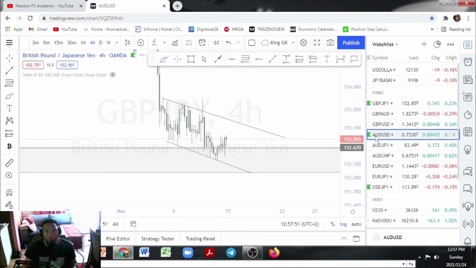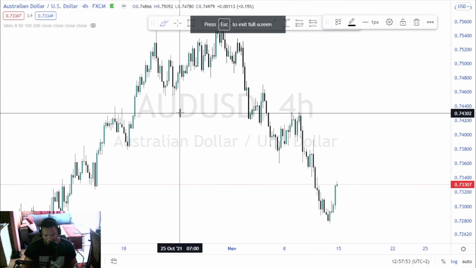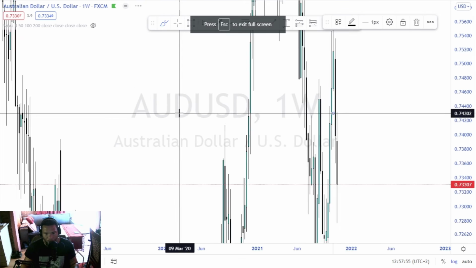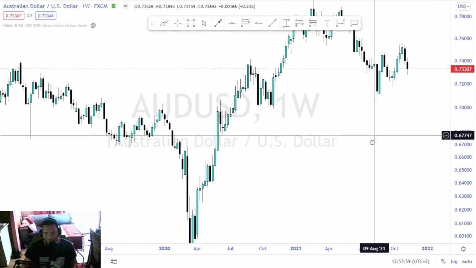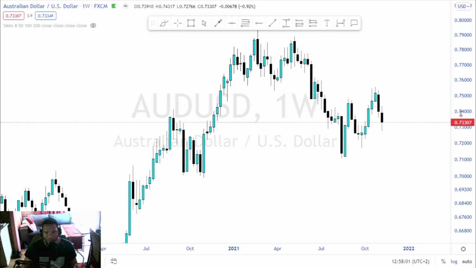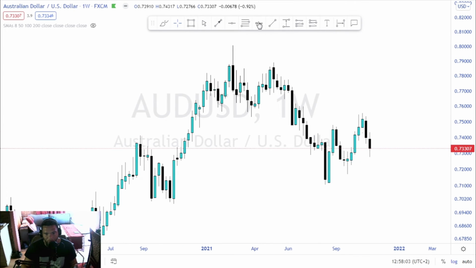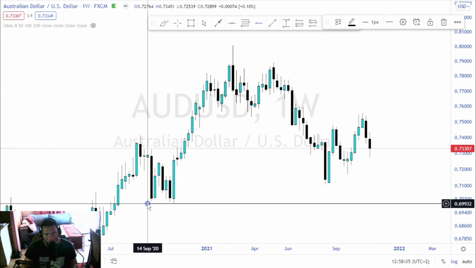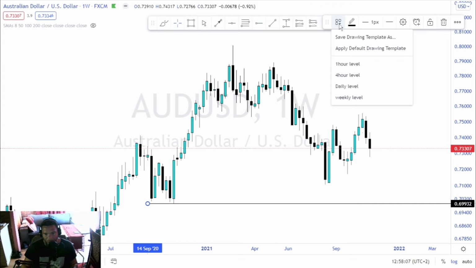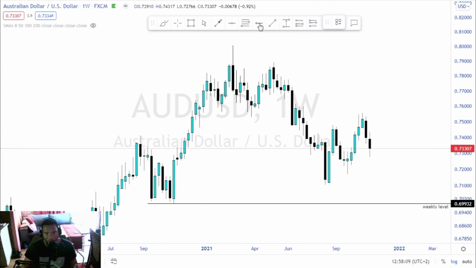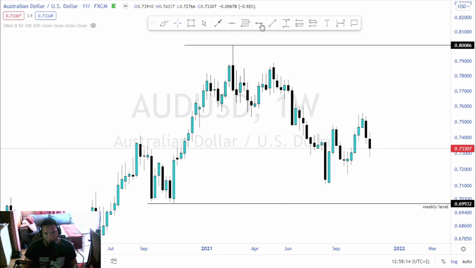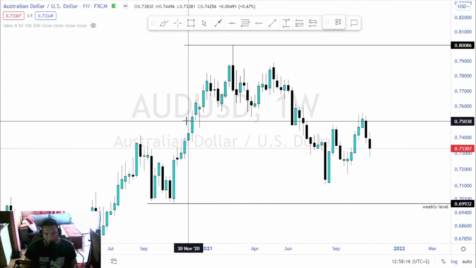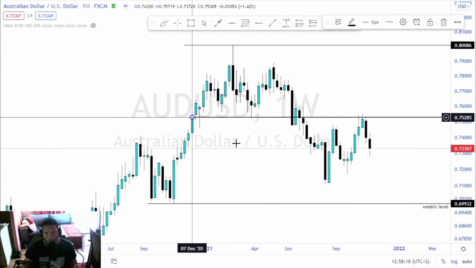So let's jump into Aussie dollar. Let's start off on our weekly time frame here on Aussie dollar. You guys can see, gang, I think I did this previously, we are basically still bullish here on Aussie dollar. The reason for that is we have this high point right here in the market, on this weekly level, and we have this range market right there. We have this low structure point here in the market.